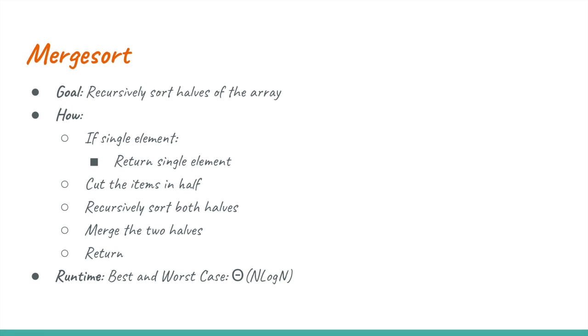Next we'll take a look at merge sort, in which we recursively sort the halves of the array. If there is only one element in the list, we return the single element. Otherwise, we cut the items of the list into 2 halves, recursively sort them, merge the sorted halves, and then return. The best and worst case runtime is theta n log n.